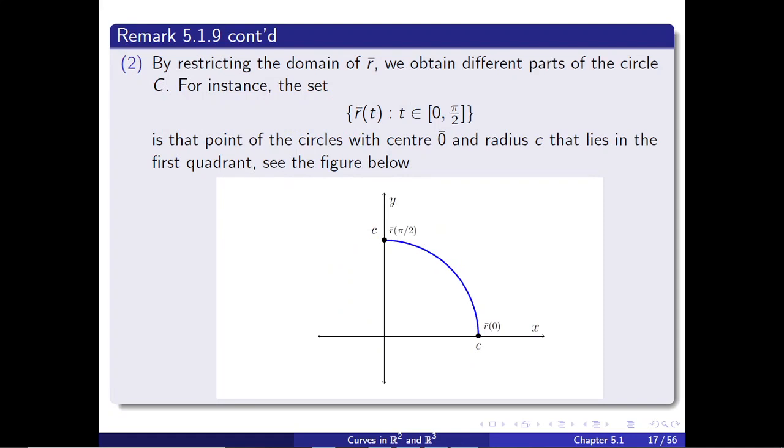If we restrict the domain, we then get different parts of the circle. So for example, if we take r of t, where t is from 0 to pi over 2, we are just talking of the first quadrant of the circle with center the origin and radius c.